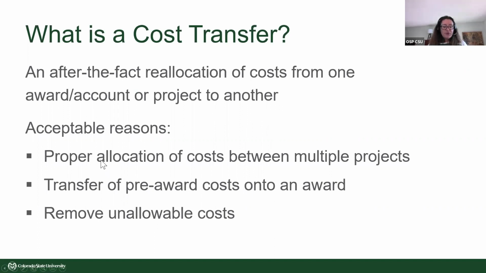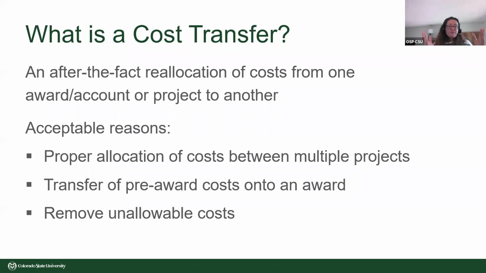Okay. Acceptable reasons, so basically acceptable mistakes, right? Acceptable reasons for making a cost transfer is proper allocation of costs on multiple projects. We've already talked about how we can allocate costs based on a reasonable basis or proportional basis. Transferring of pre-award costs, notice it says pre-award costs and not proposal preparation cost. So there are some cases where pre-award spending is allowed, right? We talked about that, was it just last week, when we talked about those cases where pre-award spending is allowed?